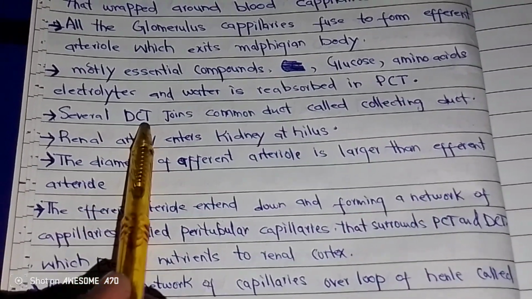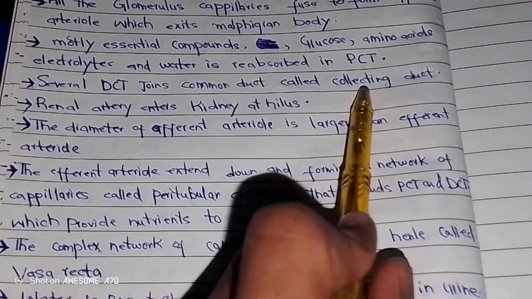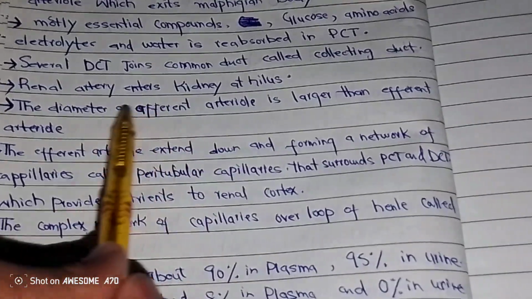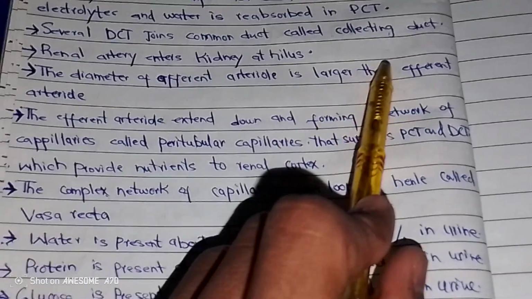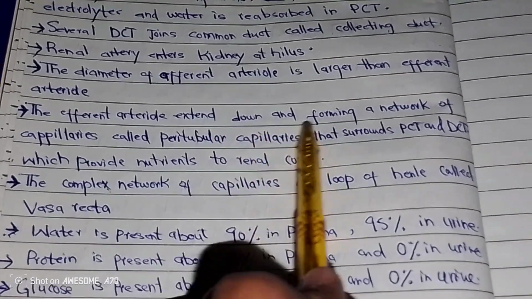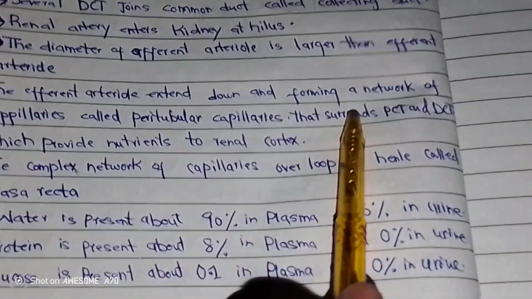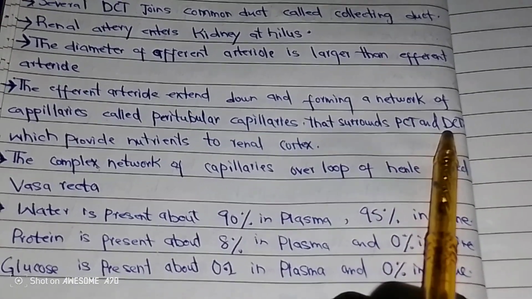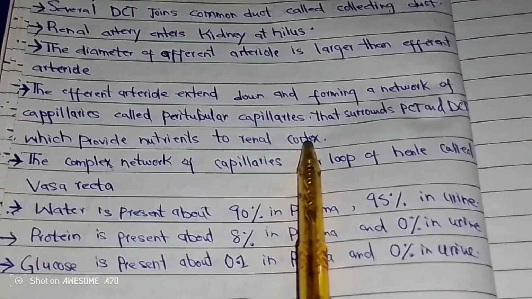Several distal convoluted tubules, DCT, join a common duct called the collecting duct, and the renal artery enters the kidney at the hilus. The diameter of the afferent arteriole is larger than the efferent arteriole. The efferent arteriole extends down and forms a network of capillaries called peritubular capillaries that surrounds the proximal convoluted tubule and distal convoluted tubule, and which provides nutrients to the renal cortex.